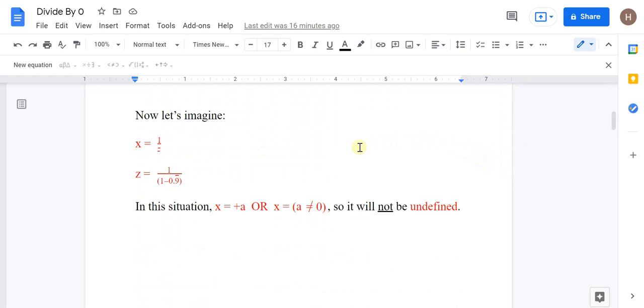Now, hypothetically, let's say we have an equation where x equals 1 over z, whereas z is equivalent to the smallest positive number closest to 0. Here, z will equal 1 over 1 minus 0.9 repeating. In this situation, x equals positive a, or x equals a number that does not equal 0, so it will not be undefined.